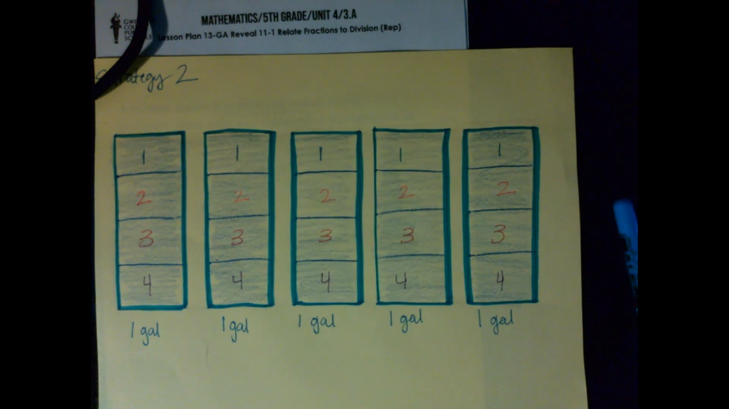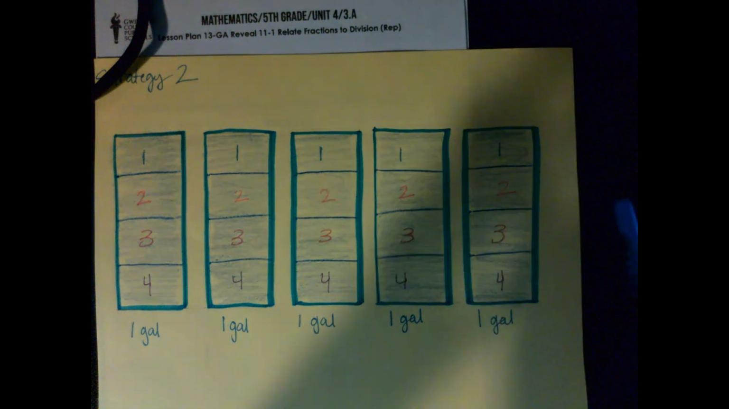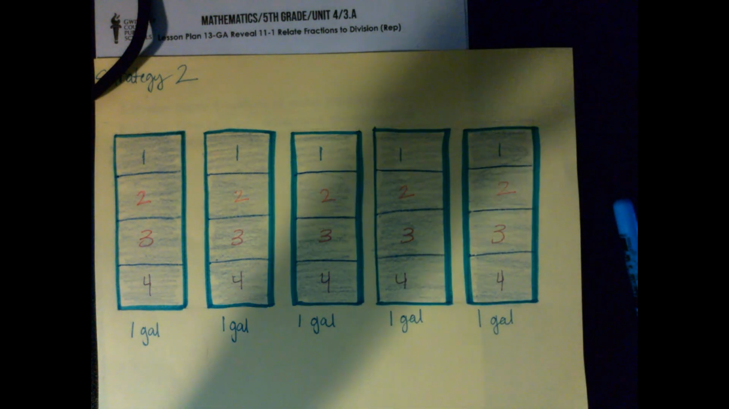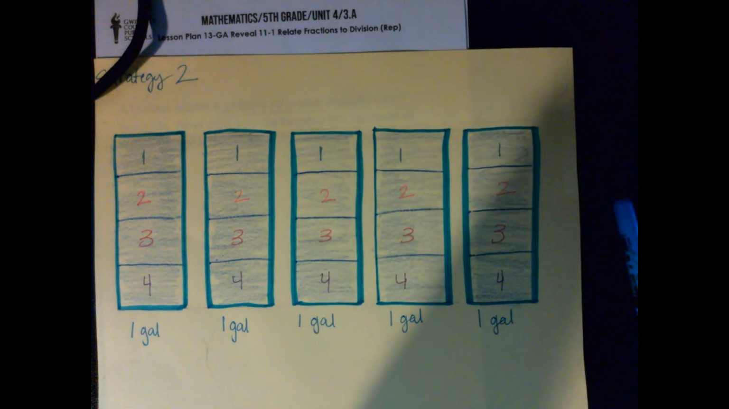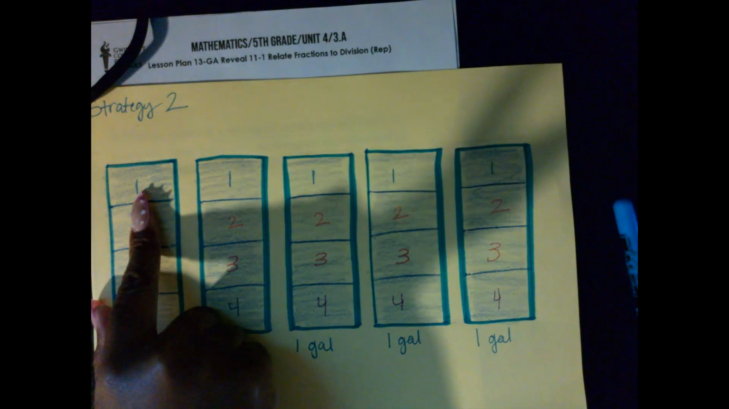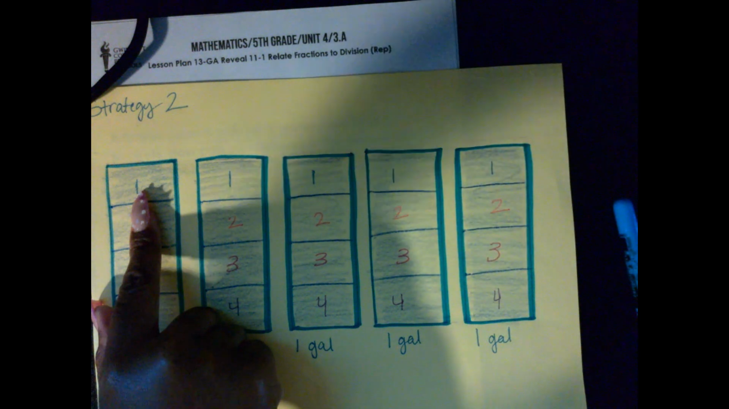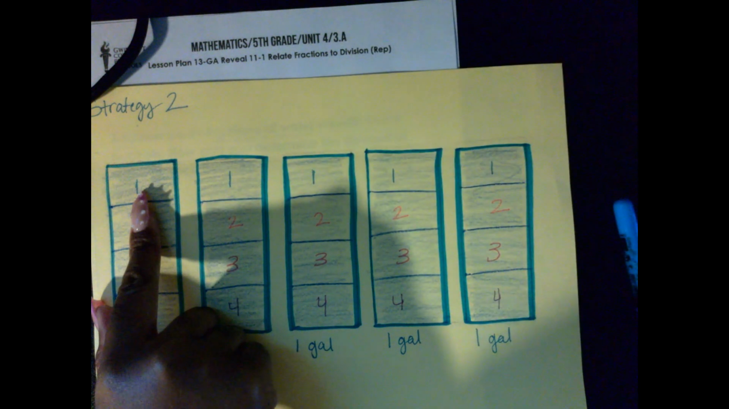All right, and I need to determine the amount each bucket holds. So I'm going to count the fourths with the same number as each number represents a bucket. Let's just focus on bucket 1, because if we figure out how much one bucket holds, then we'll know how much each bucket holds, because we are equally sharing the water. So they should all have the same amount of water.